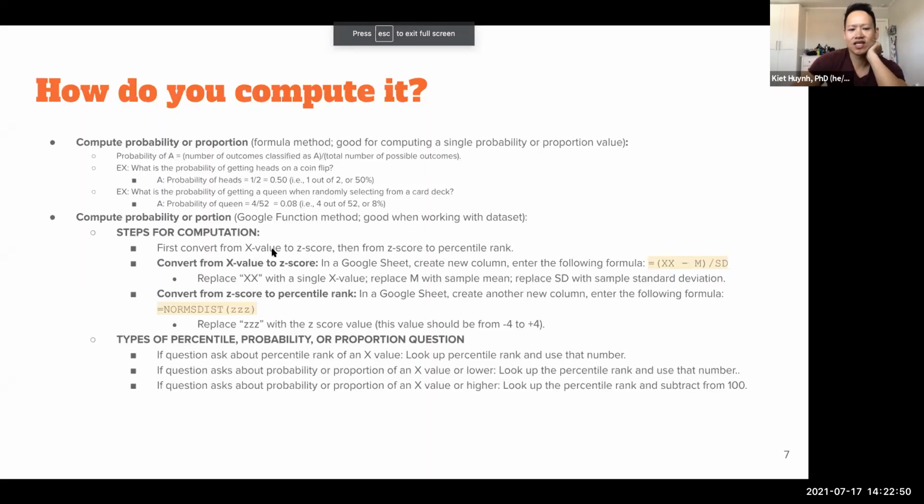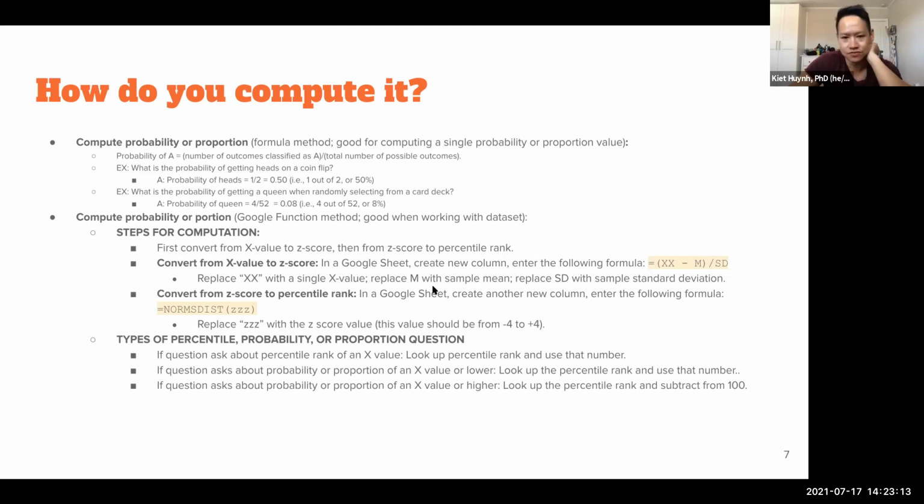Okay, so we know that there are 4 queens in any 52 card deck. And so the probability of queen is 4, because there's 4 of them, out of 52, because there's 52 total cards. And so about 8%. You divide 4 by 52, which is 0.08. You multiply that by 100, then you get 8%.